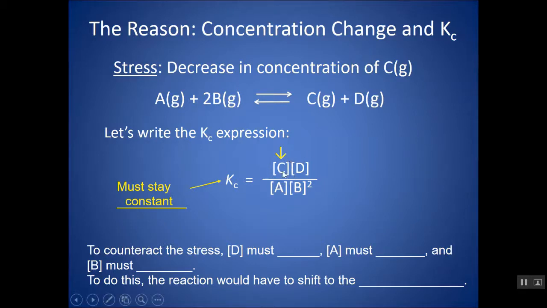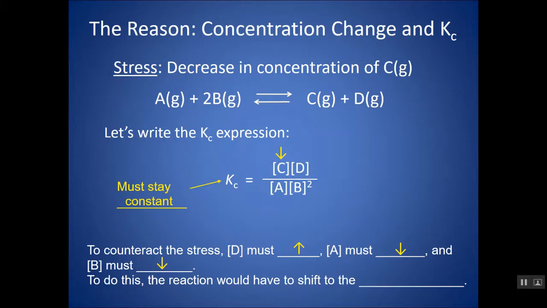So if C goes down, in order for this to return to equilibrium and Kc to be the same, let's talk about what has to happen to these other concentrations. Okay, well, D would have to go up, right? So if C's going down, D would have to go up to counteract that. And what would A and B have to do? They would have to go down, because I would want these numbers in the denominator to be smaller so that I'm dividing by a smaller number and I can eventually bring this fraction back up higher.